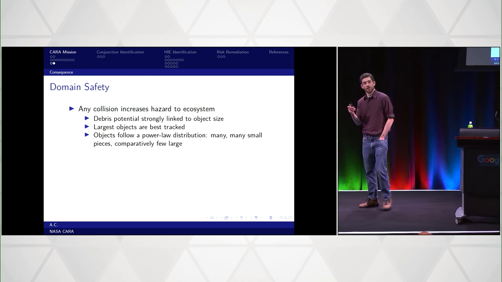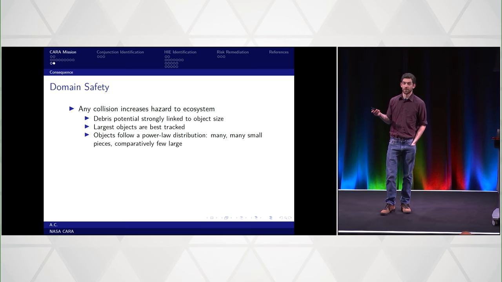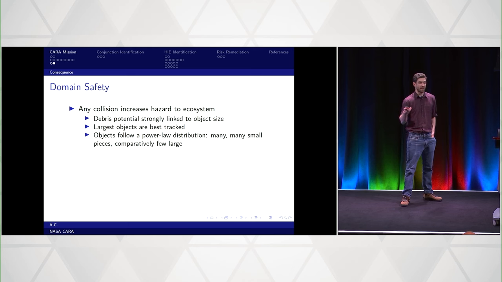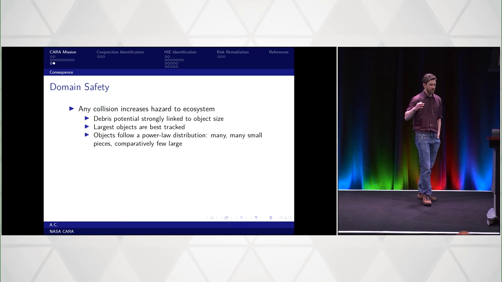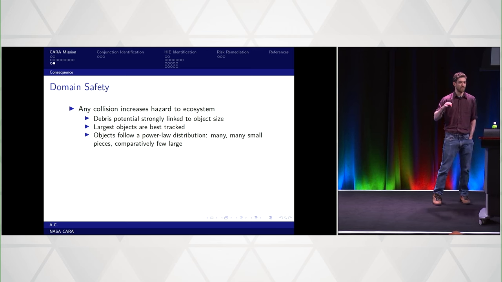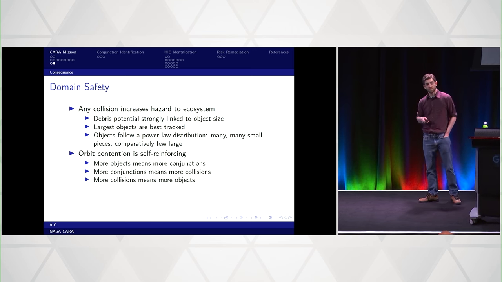So the good news is, the objects that aren't going through the pipeline are the small ones. So the reason we get to that 85% number is that we have all this really small stuff that, okay, it might kill a satellite, but it's at least not going to massively degrade the overall safety of the domain.